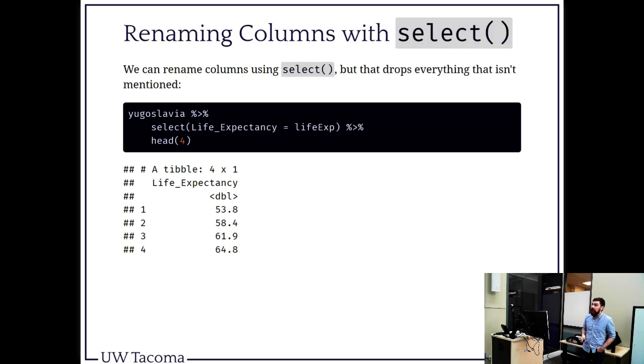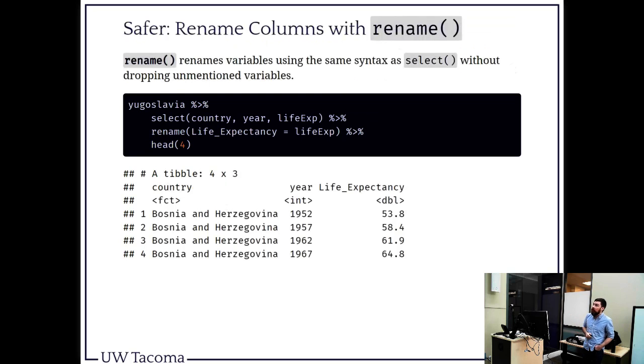Okay, well, this exact same syntax works in a function called rename. So I can specifically select variables like country, year, life expectancy, and then pipe it to rename. Rename has the same syntax: life_expectancy equals life_exp, but it doesn't do any dropping or keeping of columns. But it has the exact same syntax.